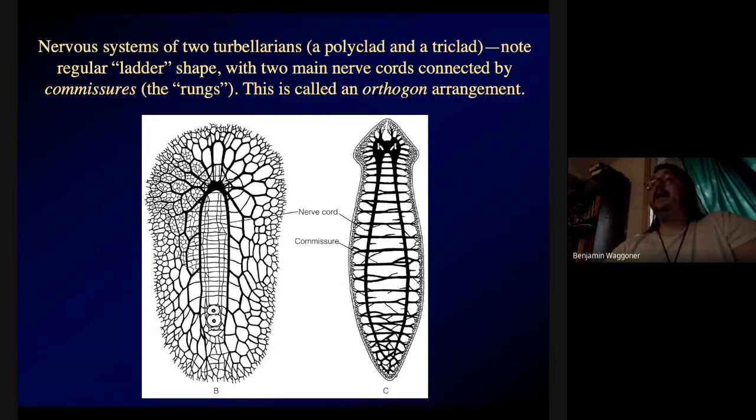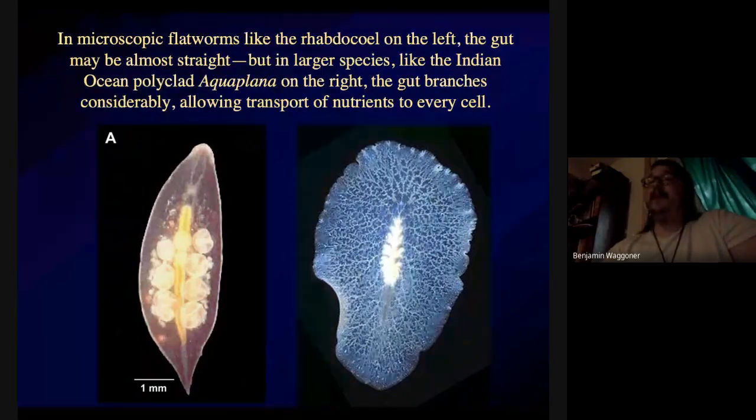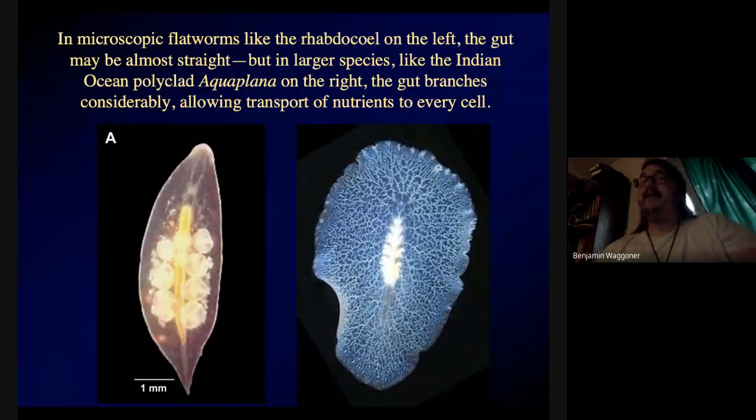The gut in microscopic flatworms may be nearly straight. That's a very small rhabdocoel flatworm, and that thing that looks like kind of an orange rod right down the center of the body, that's the gut. And then those spheres on either side of the body happen to be eggs. Flatworms tend to lay pretty large eggs with lots of yolk.